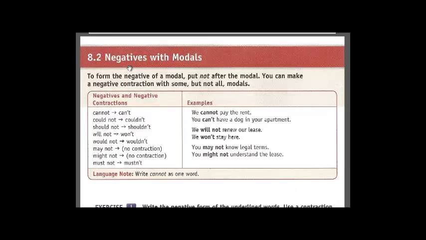Alright, so 8.2, negatives with modals. To form the negative of a modal, put not after the modal. You can make a negative contraction with some, but not all modals. So negatives and negative contractions: cannot, can't; could not, couldn't; should not, shouldn't; will not, won't; would not, wouldn't; may not, no contraction; might not, no contraction; must not, mustn't.